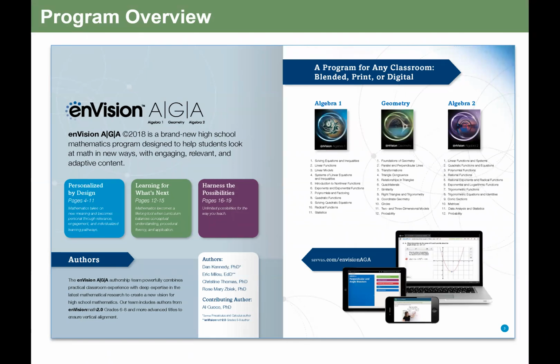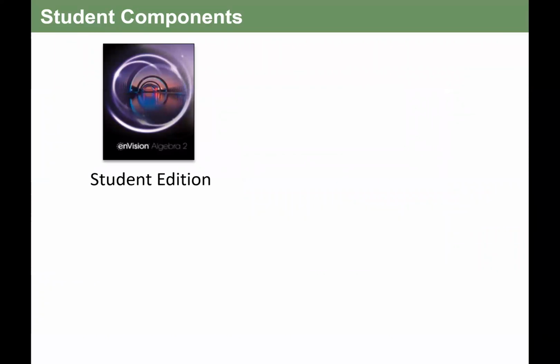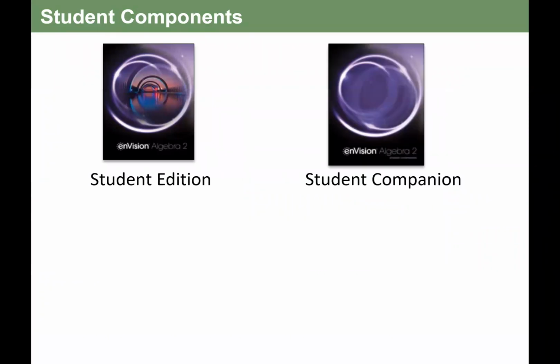So enVision is a 3-volume program, Algebra 1, Algebra 2, and Geometry, that's blended, customizable, and it comes in print and digital form. There are 4 parts to the student components. There's the hardbound student edition. There's the consumable student companion that's soft covered.